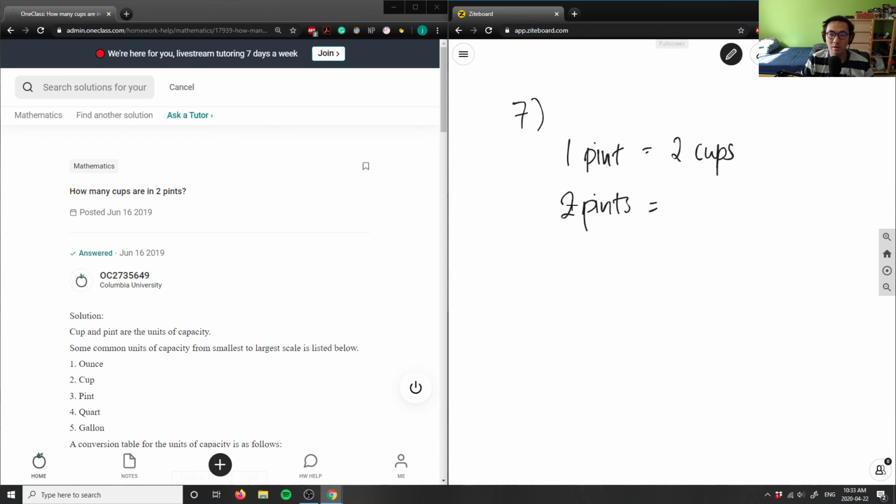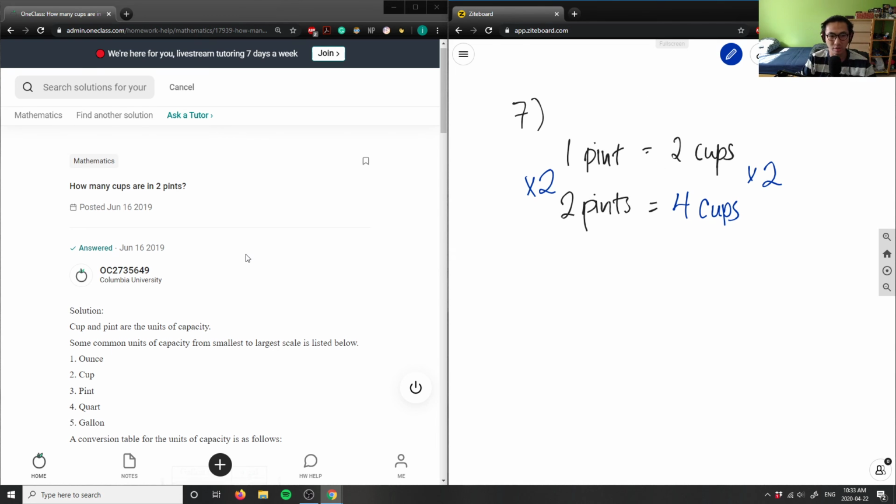Again, if I have 1, what do I have to do to get from 1 to 2? I am multiplying both sides by 2, right? So I multiply 2 on this side, 2 on this side, and then 2 on this side, right? So 2 times 2 obviously equals 4 cups. So 2 pints would equal 4 cups. So this solution here is correct.